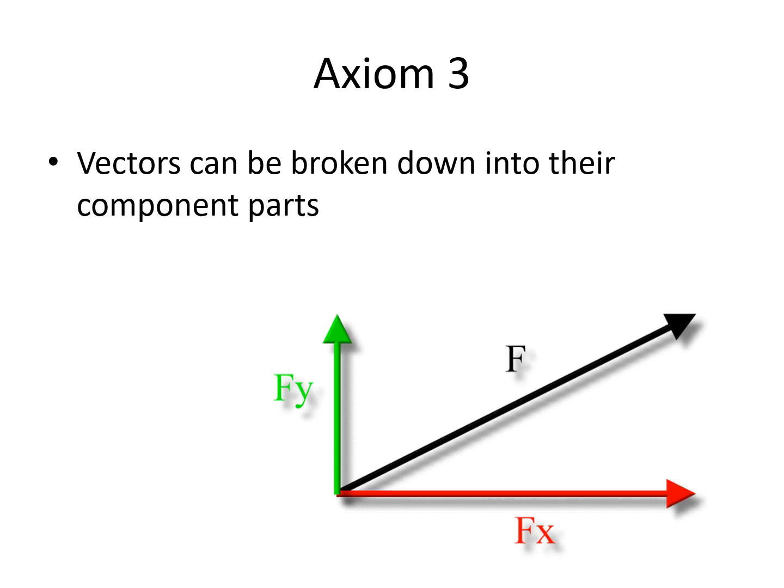Axiom number 3 is that vectors can be broken down into their component parts. Let's say that electricity, like in this picture, is going left and up. Well, that overall vector can be broken down into two component vectors, one which is horizontal and one which is vertical. In this case, the horizontal one will be going leftwards and the vertical one will be pointing up.